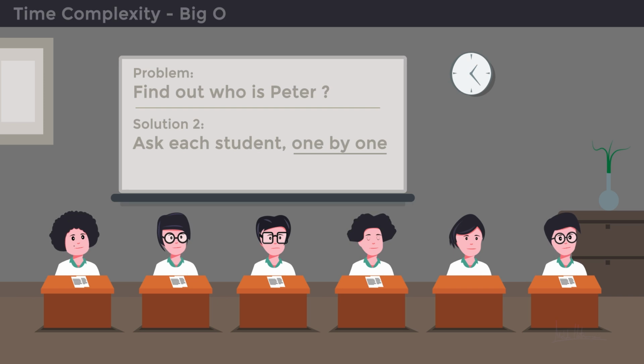Lastly, please take into consideration that big O describes the upper bound or worst-case scenario of an algorithm's performance. In this example, even if Peter is found in the 5th position, big O considers the possibility of Peter being found in the last position.